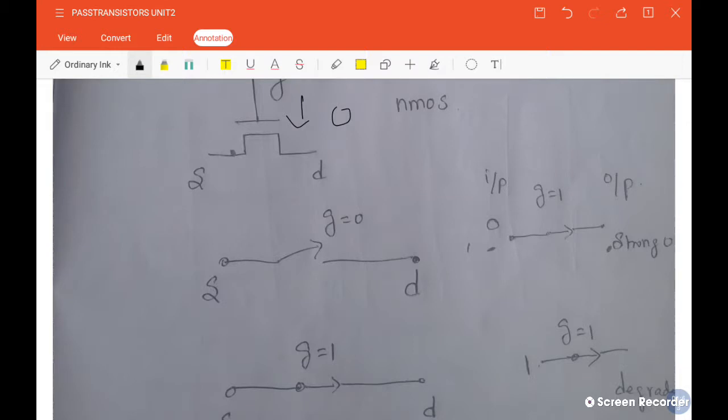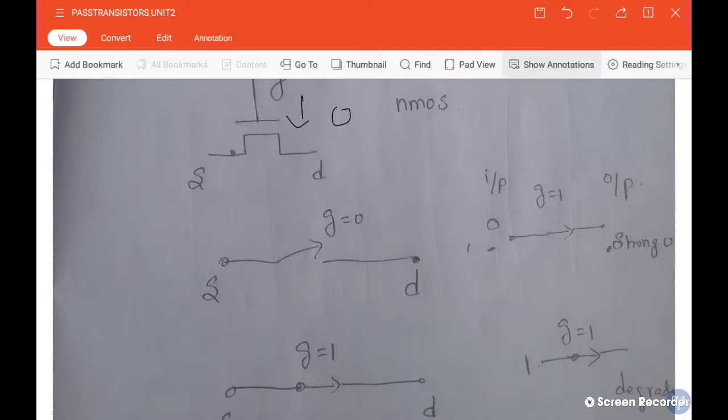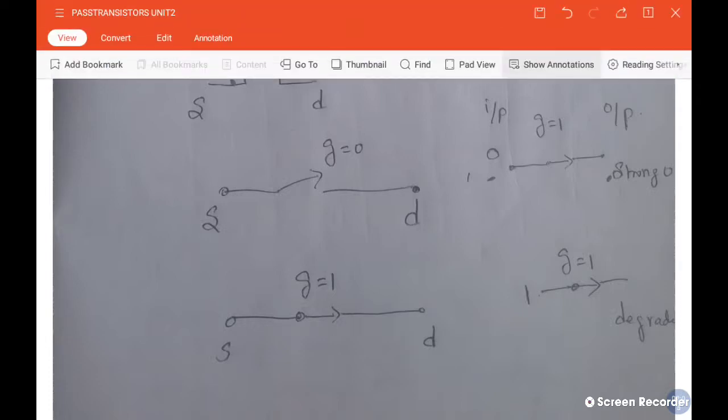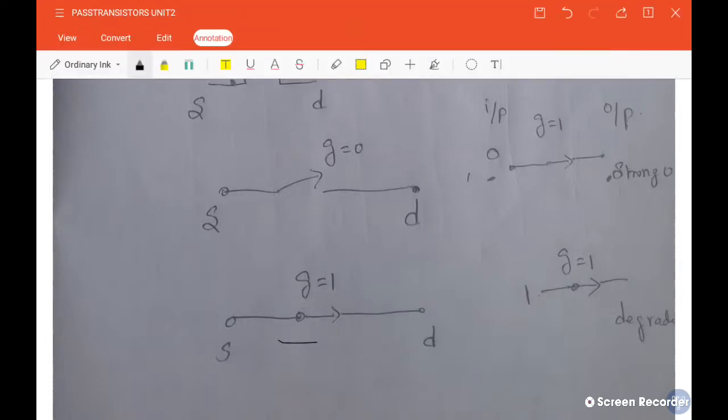At the same time, if the gate is provided with the value 1, G equal to 1, this switch is now acting like a closed one. When the gate is high, the switch between source and drain is assumed to be in closed condition. So now the data present at the source can be propagated to the drain. From here to here the data can be transmitted. That is what is interpreted in the next diagram also.